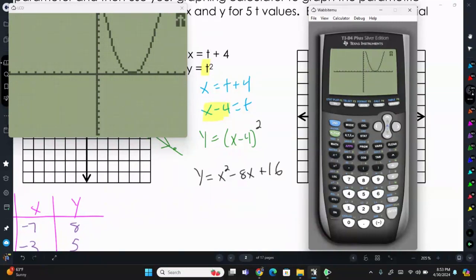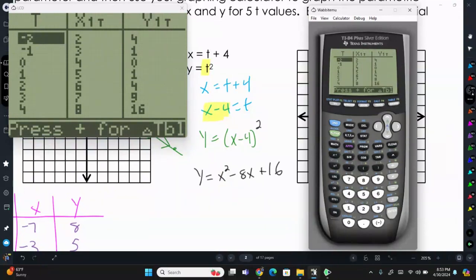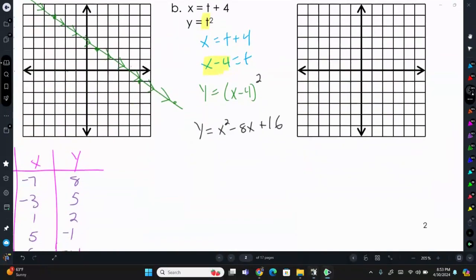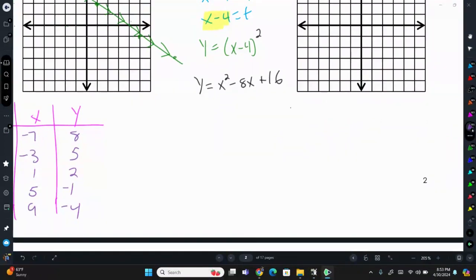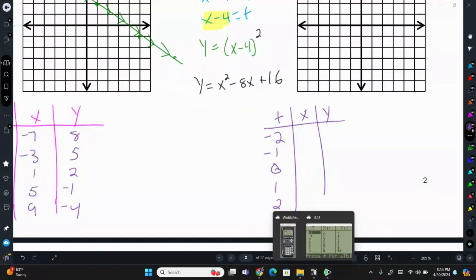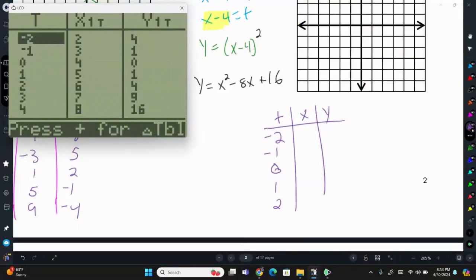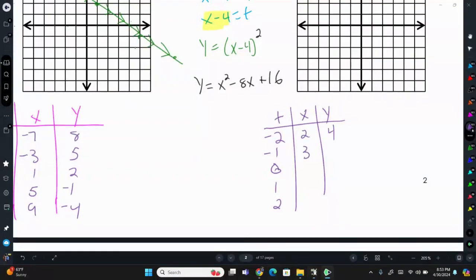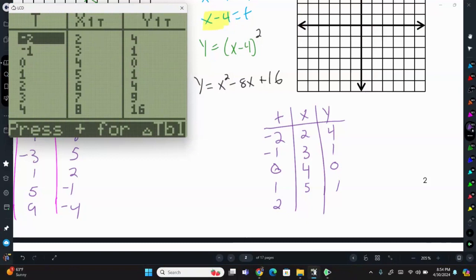All right, so I'm going to go second graph to get our table. And again, we're going to copy these down. So for t, we have -2, -1, 0, 1, and 2. And we have x, and we have y. So we have 2, 4, 3, 1, 4, 0, 5, 1, and 6, 4.